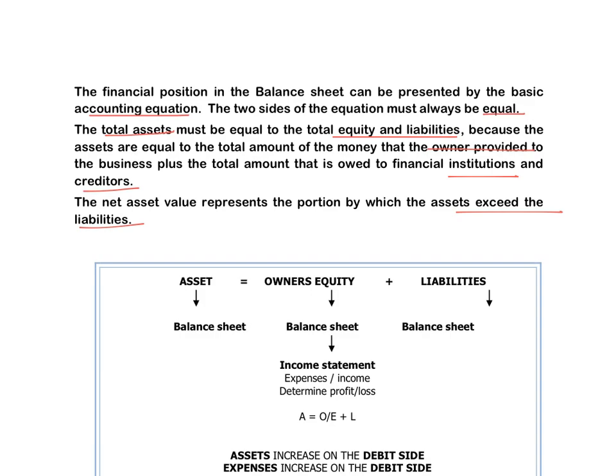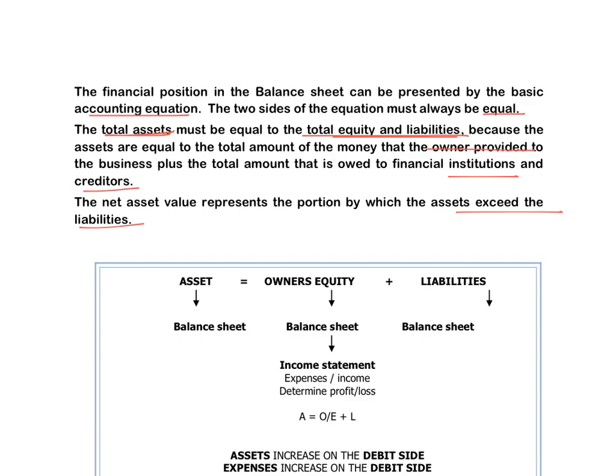The balance sheet is divided into two sections. The top part of the balance sheet is all your assets. And when you add up the assets, the total of all your assets must equal the bottom part of the balance sheet. And the bottom part consists of equity and liabilities.